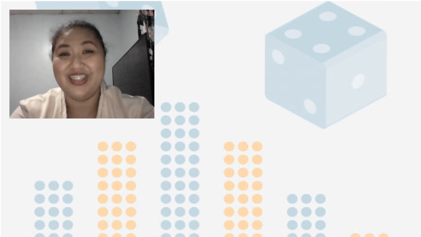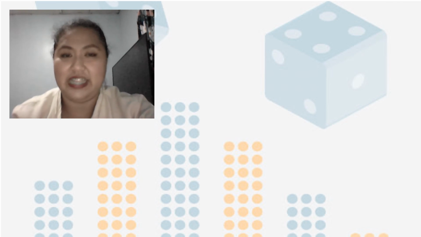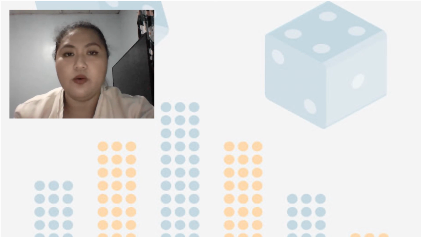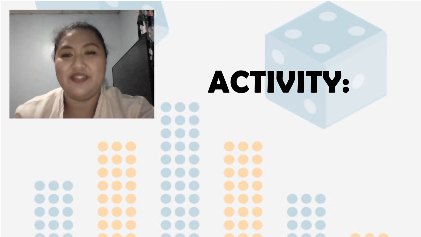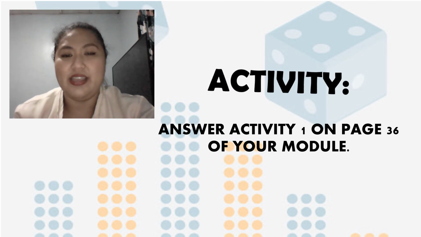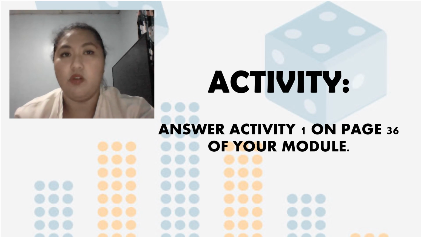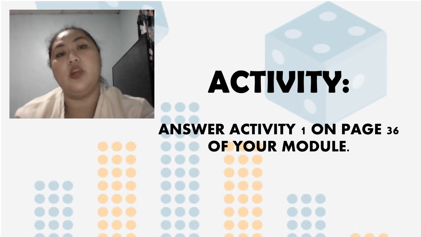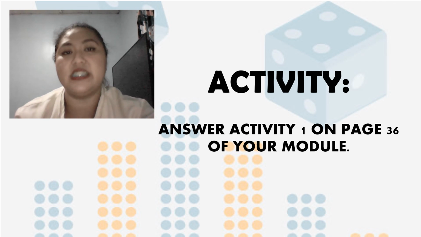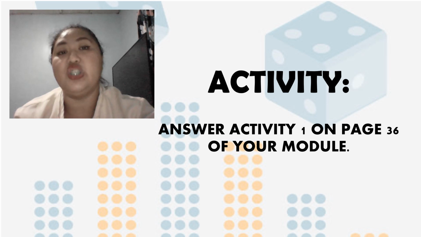I hope na meron kayo natutunan kahit pa paano sa ating lesson na ito. And now, let us proceed with your activity. Yan. Answer activity 1 on page 36 of your module. So, I guess yun yung 1 to 5. So, if you have any questions, class, you may reach me or chat me on our group chats. Kung meron kayong mga clarifications or questions, you could always chat me through our GC.